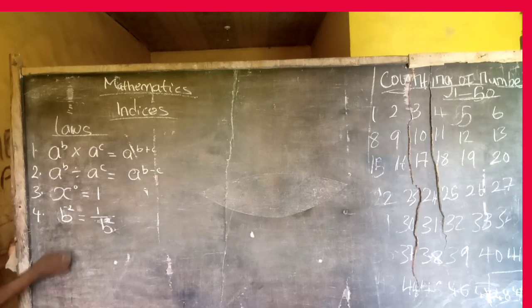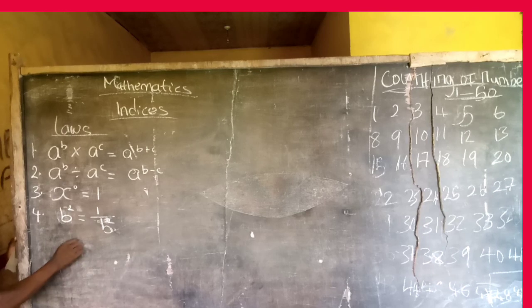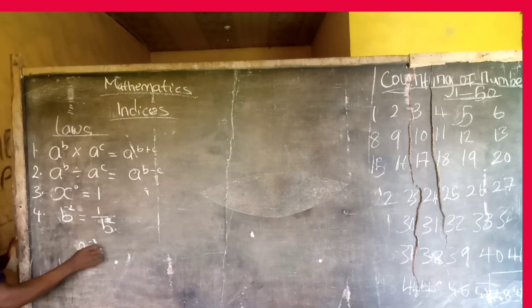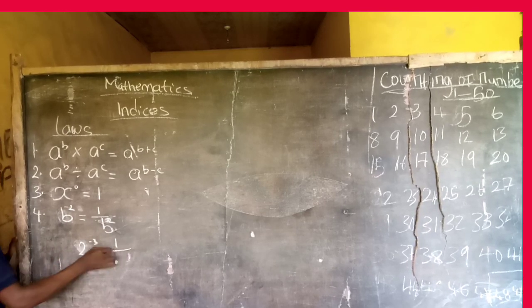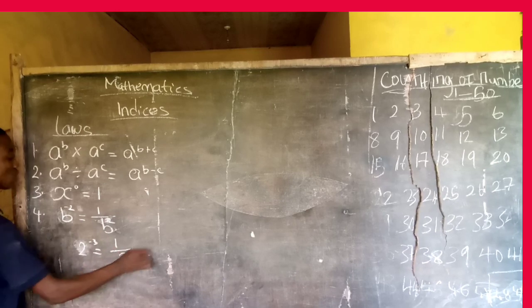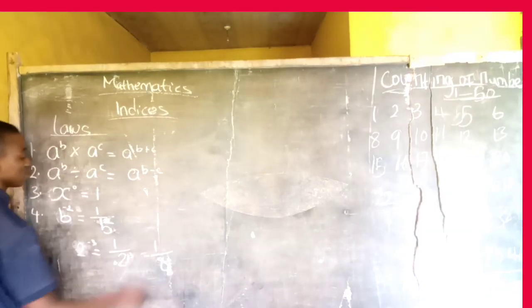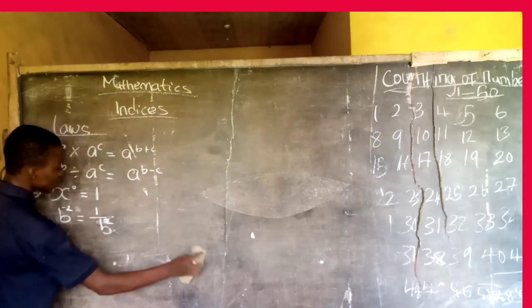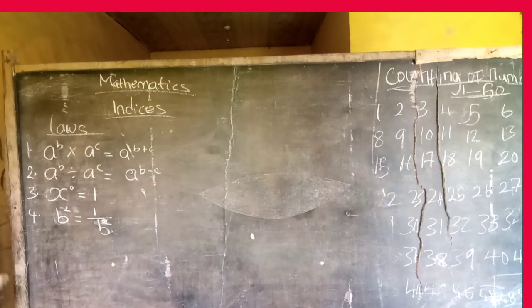Alright, for example, we are having, let's say, 2 to the power of negative 3. This becomes 1 upon 2 to the power of 3, and that is 1 over what? Over 8. Yes, so that is just an explanation, alright? We just started solving the problem.